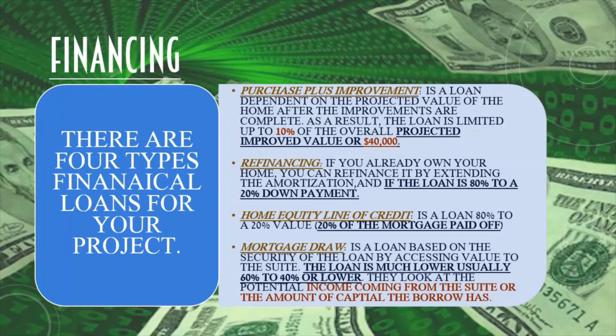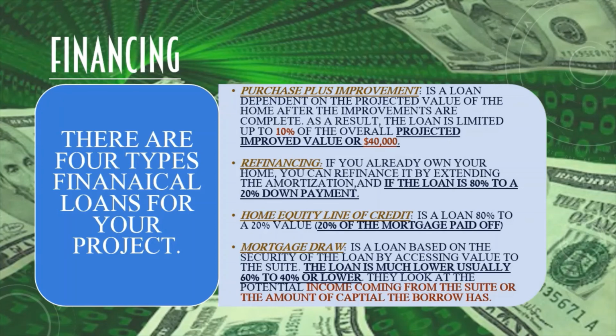Financing. I'm not going to spend too much time with this. Instead, I'm going to recommend you go seek out your mortgage specialist. But for now, I'm just going to give you the 4 categories, which are the Purchase Plus Improvement Loan, which is a loan that is determined by the overall projected value of your house after the improvement has been completed. So this will probably project about 10% of the overall cost of the building, or the bank will loan you a maximum amount of $40,000.